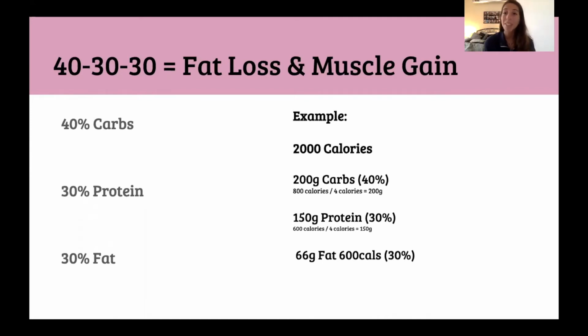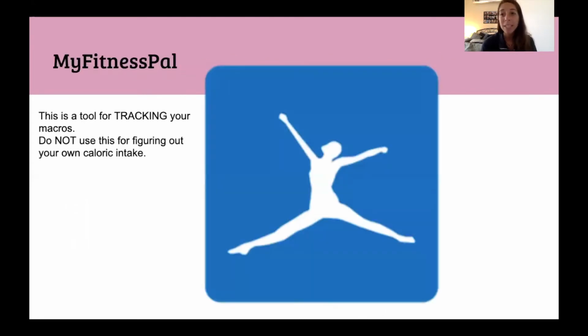Last but not least, you would take 30% of 2,000 calories again, which is 600 calories, but this time you would divide it by 9 because 1 gram of fat is equal to 9 calories, which would be then 66.67 grams of fat. And you can see that the fat is a lot lower because it's more calories per gram. So today I'm going to teach you a little bit about how to track your macros.